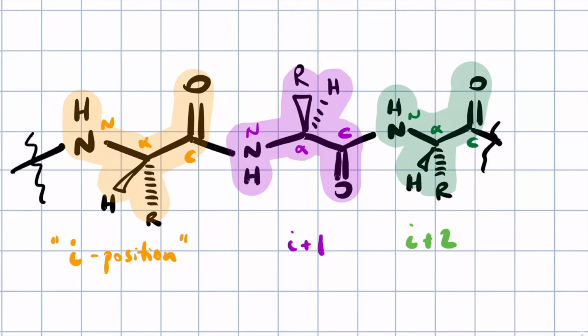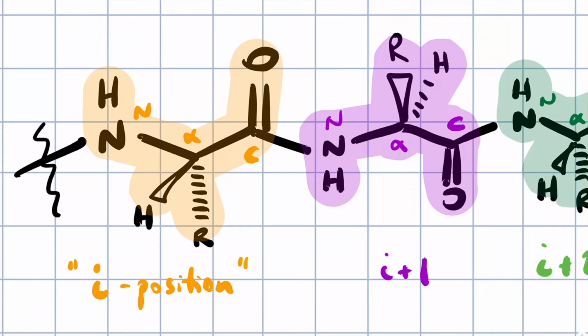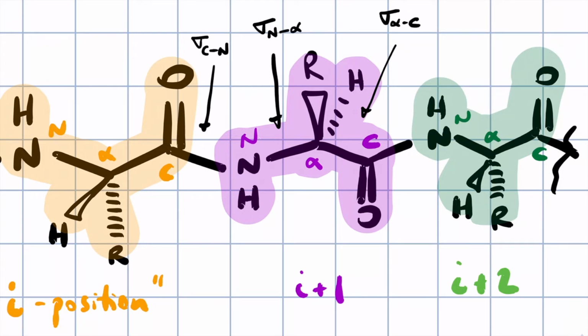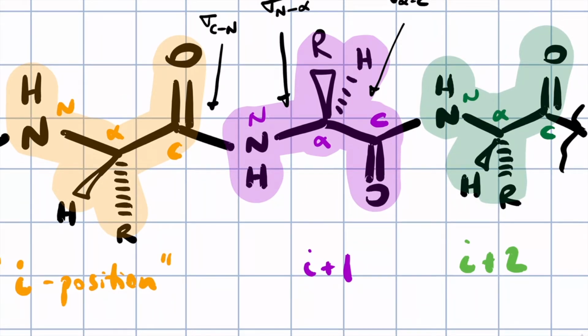Let's talk about a couple of things. Notice that the peptide backbone involves sigma bonds between the carbonyl carbon and the amide nitrogen, the amide nitrogen and the alpha carbon, the alpha carbon to the carbonyl carbon, and so on. Okay, so those are these three sigma bonds associated with each amino acid.